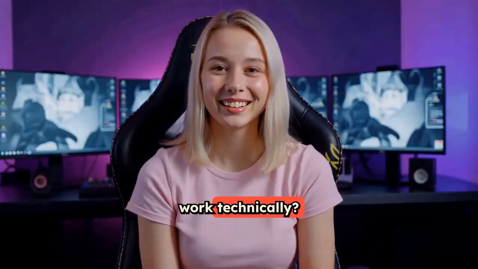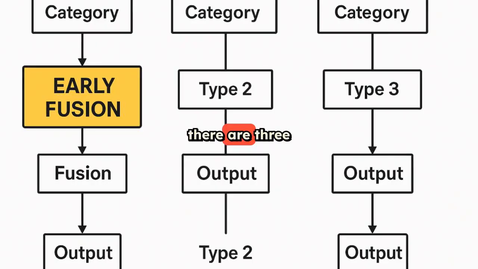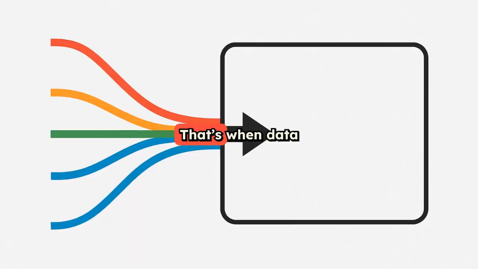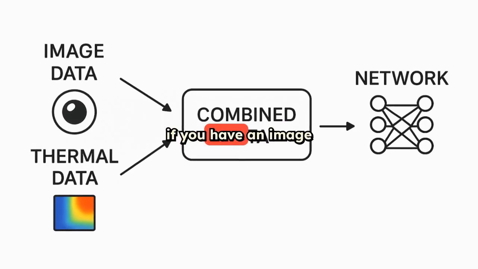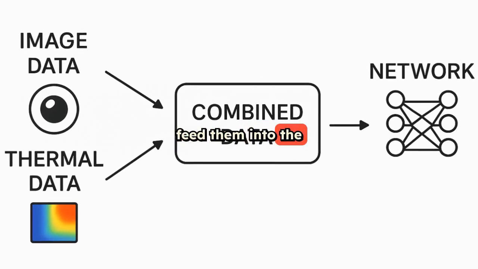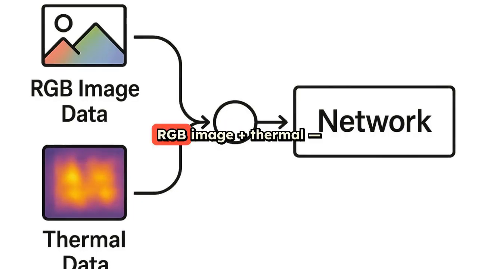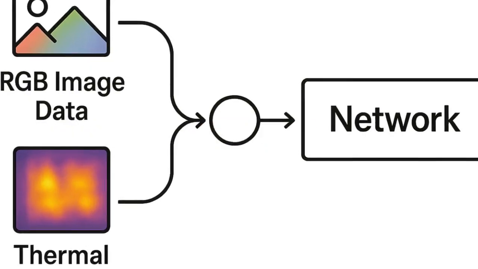And how does that work technically? Are there different types or levels of fusion? Yes, there are three main types. The first is early fusion. That's when data is combined right at the input. For example, if you have an image and thermal data, you just stitch them together and feed them into the network. All the data is merged at the entry point, like RGB image plus thermal. Just combine them right away and send them in.